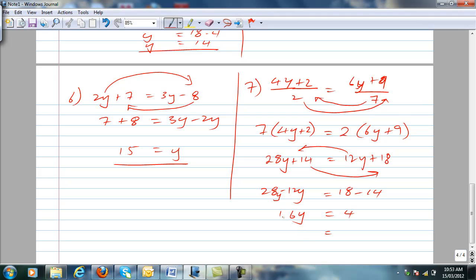And if 16 is multiplied to y, if I take it on the right hand side, it becomes divided. Now you can put it as 4 upon 16. You can use fractions as well and simplify that. 4 upon 16 is equal to 1 upon 4. That would be your answer.